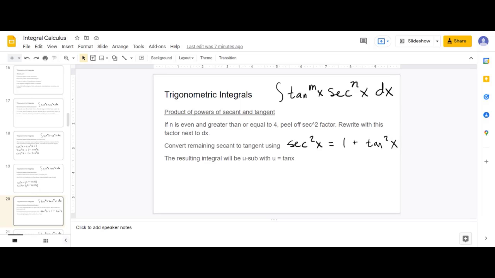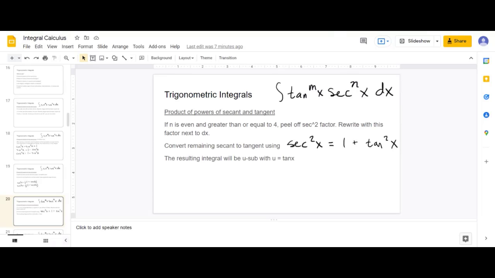I have a question for y'all. If u is tangent of x, what is du? If u is tangent x in a u substitution, what is du? Yes, secant squared x. Oh, everyone forgot! Everyone forgot, man.